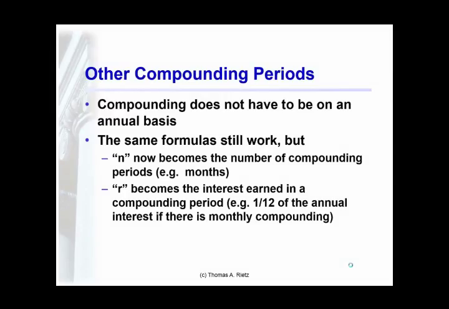So the present value, future value formulas all work exactly the same way as they do for annual compounding, except that the interest rate you put in is the interest rate per period, per month, per day, per quarter. And the number of periods is the number of months, days, quarters, and number of periods.